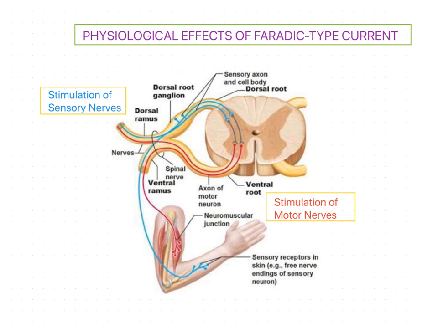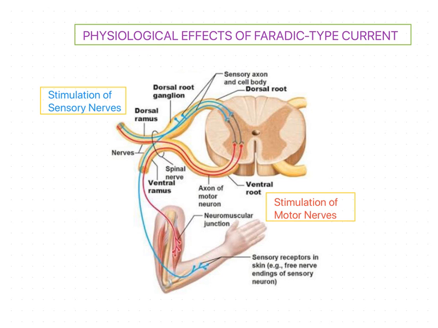Now we will see what the effects of the Faradic type of current are on different structures. The first physiological effect we are going to discuss is stimulation of sensory nerves, and then stimulation of motor nerves. Then the effects of muscle contraction. What is the physiological effect if you stimulate a denervated muscle, and what are the chemical effects of this Faradic type of current in this session. First we'll move on to the stimulation of sensory nerves.